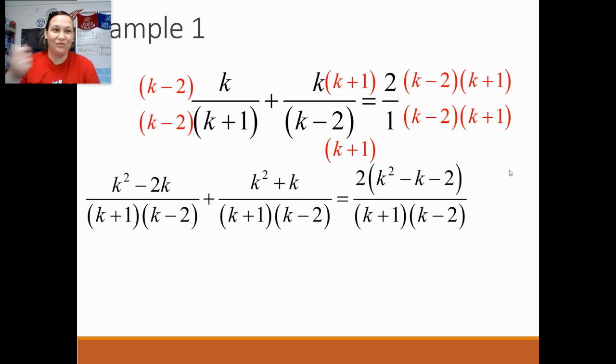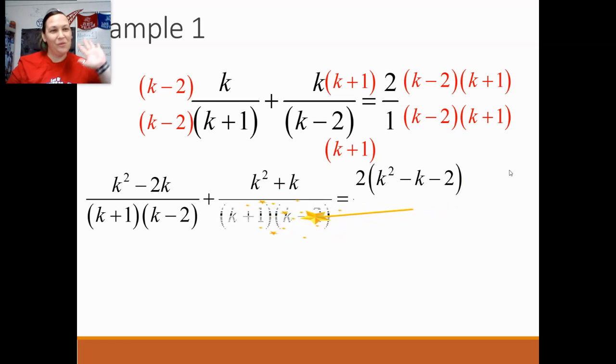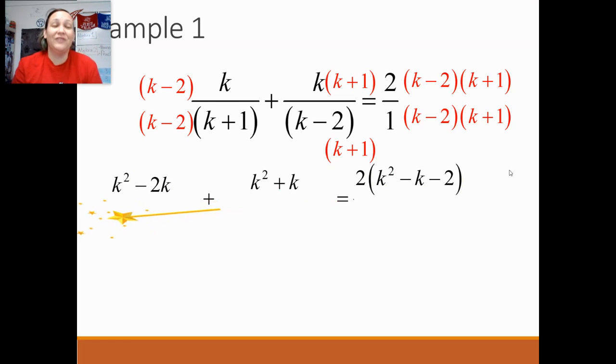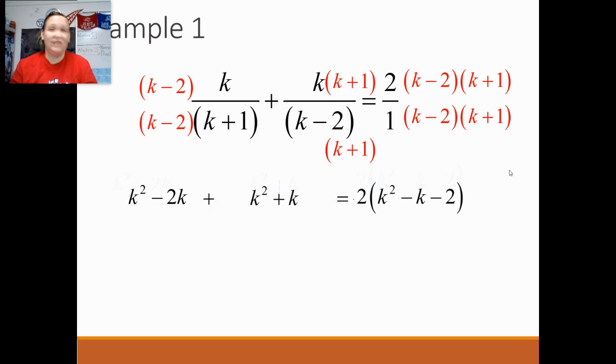So we're ready to wave our magic wand and poof, no more fractions. Now don't forget, you can only do this if this problem has an equal sign in it. So if there's not an equal sign, you cannot make the denominators go away, and the problem will have to stay a fraction.